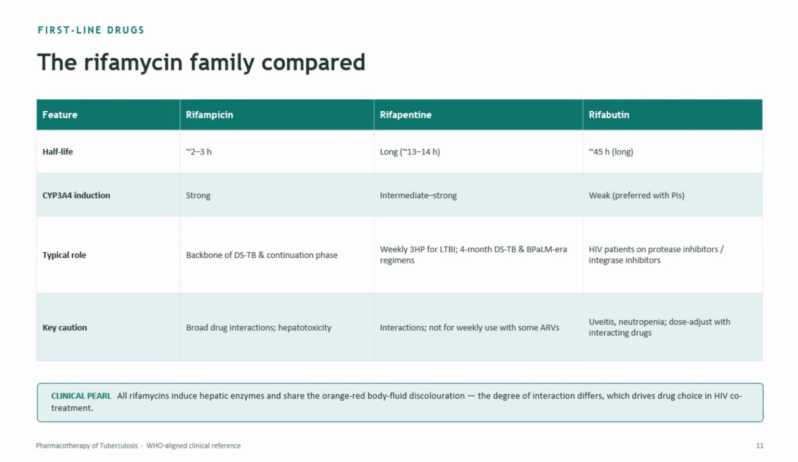Its own quirks are uveitis and neutropenia. Same family, 3 different jobs. Pick the right cousin for the right patient.